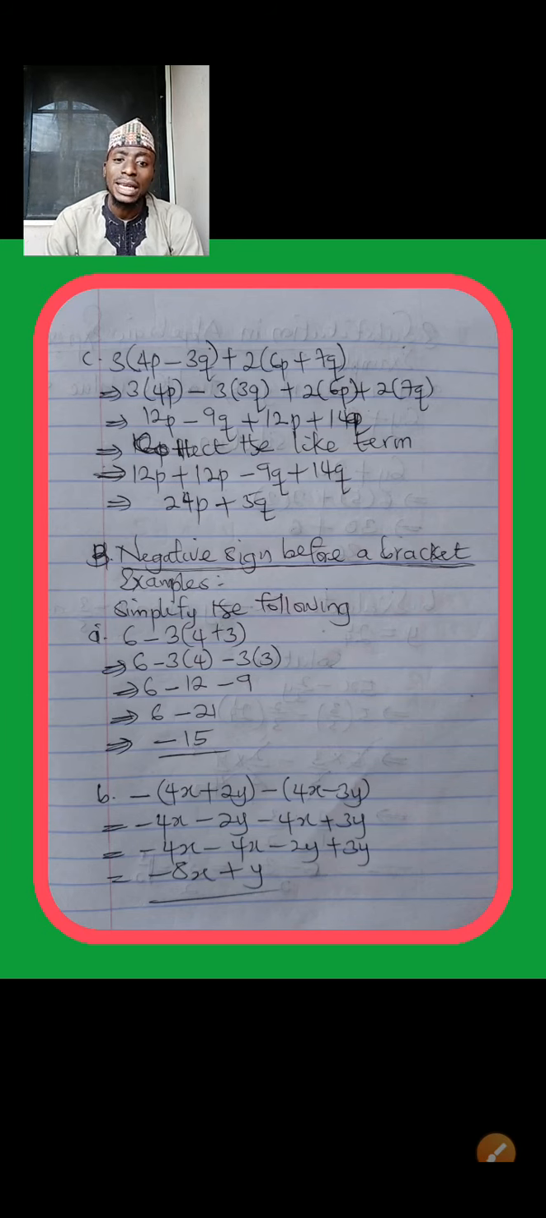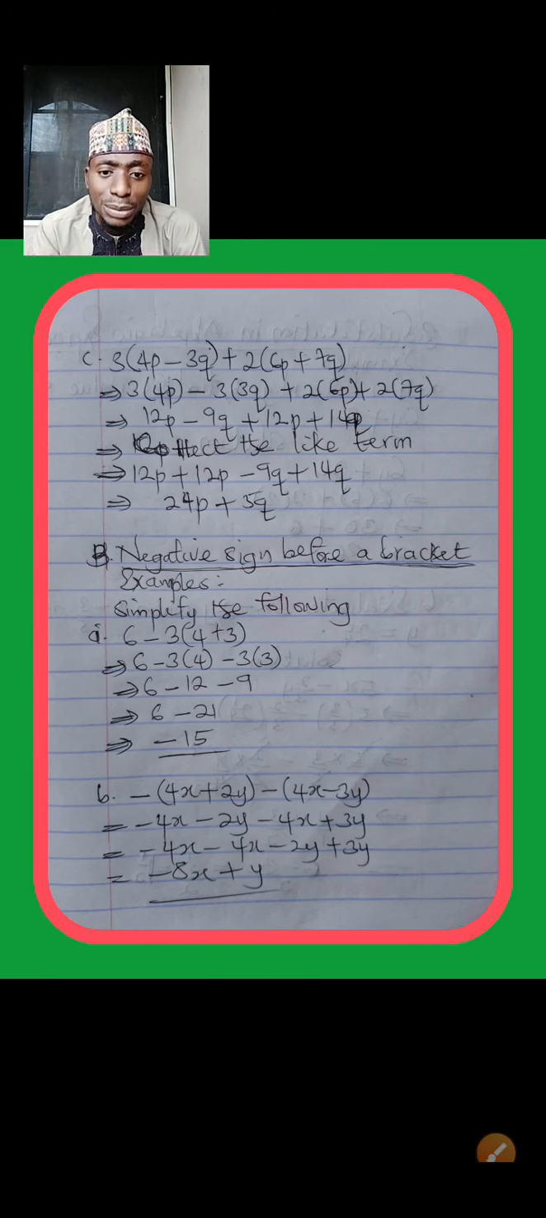So minus 15 means you have 6 naira with you, minus 21, you're owing 21 naira. If you pay the person the 6 naira, you still have to pay more because you are owing 21 naira, not 6 naira. So when you pay your 6 naira, you subtract the 6 from 21 to get your minus 15.